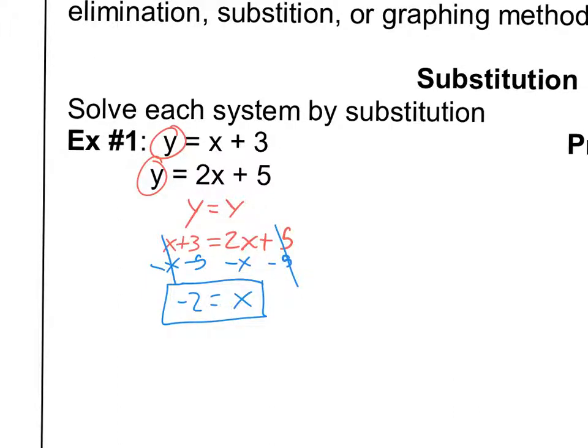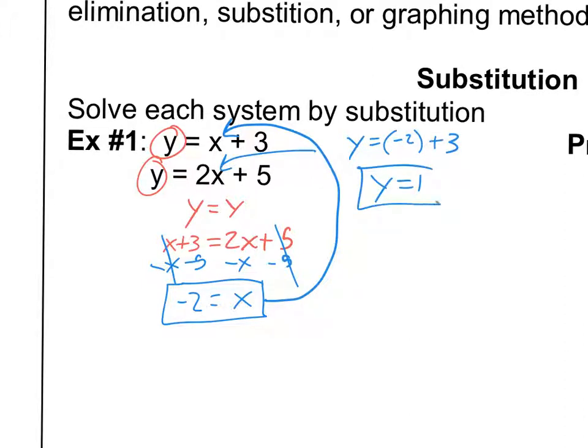Now, again, we're going to substitute that back in. We could plug it into either one of these, but I think the top one is the easiest, right? So if I was to say y equals -2 plus 3. Well, what's -2 plus 3? Well, it's 1, so you get y equals 1. So the answer to this would be x is -2 and y equals 1, so -2 comma 1.